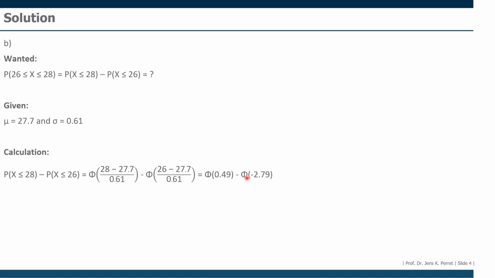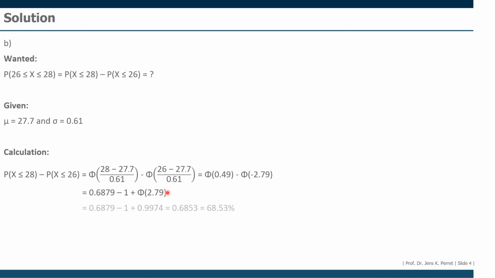So what can we do here? Well, we can replace the whole expression, the whole phi of minus 2.79, with 1 minus phi of the positive value. If we do it, we have here for the 0.49, which we can actually look up, 0.6879 minus, and then we have 1 minus phi so and so. This translates into minus 1, and minus minus gives plus, so we have plus phi of 2.79.